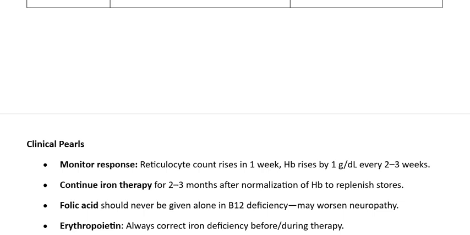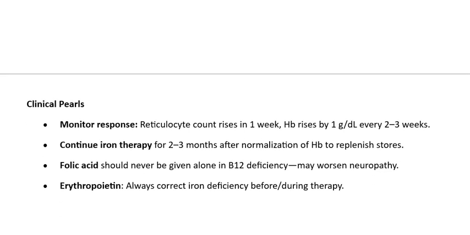You should expect to see a rise in the reticulocyte count within about a week, maybe 7 to 10 days, of starting effective therapy like iron or B12 or folate. So that's the first sign the factory is ramping up. Exactly. Hemoglobin levels typically start increasing more gradually after that, maybe by about 1 gram per deciliter every 2 to 3 weeks. It takes time to build up the red cell mass. That timeline is very practical for monitoring progress.